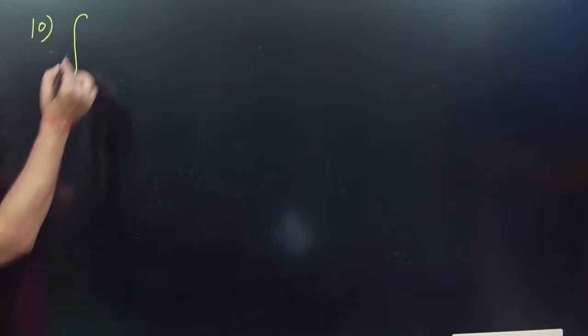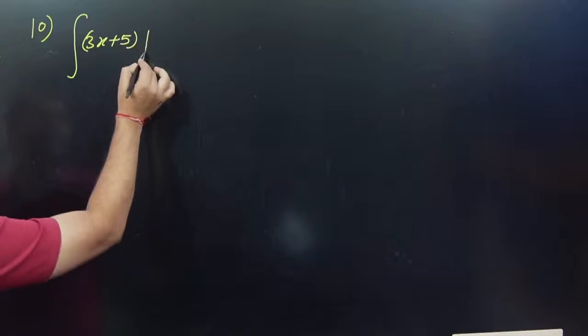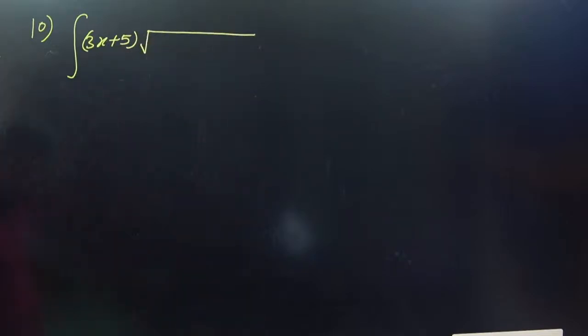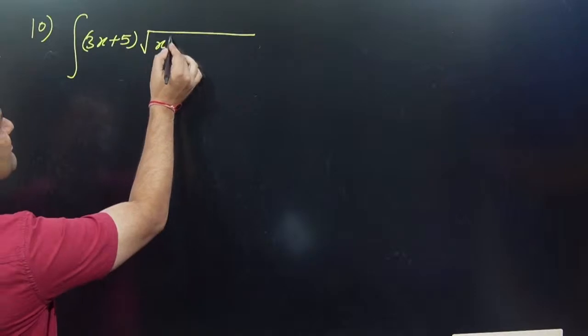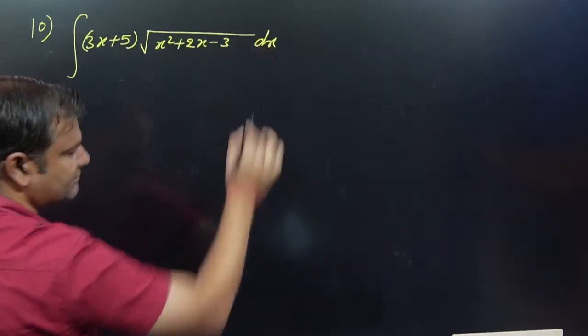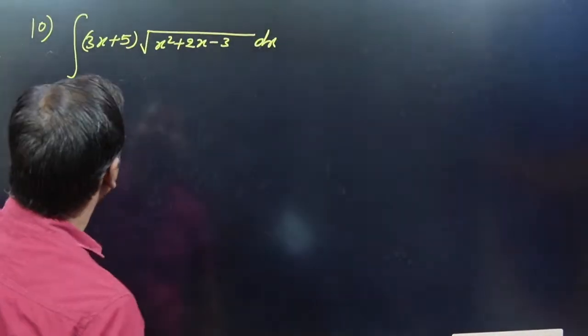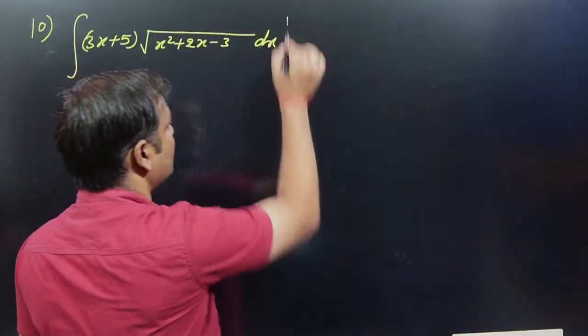Question number 10. Integration of 3x plus 5 into under root of x square plus 2x minus 3 into dx. Okay, how can we do it? Look here very carefully.